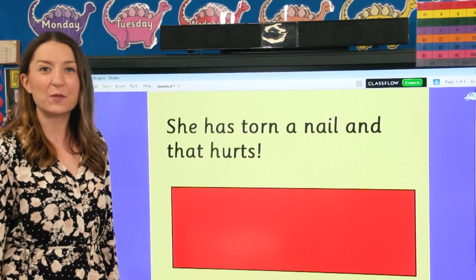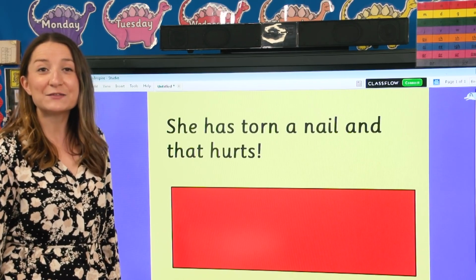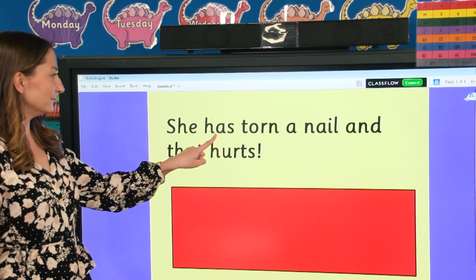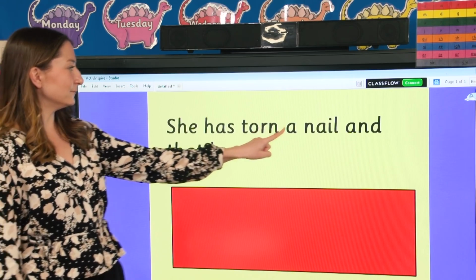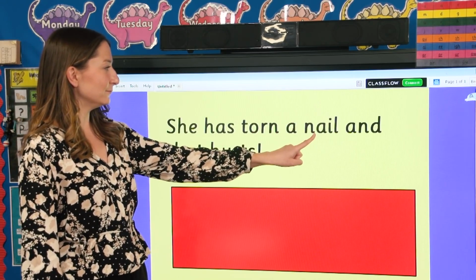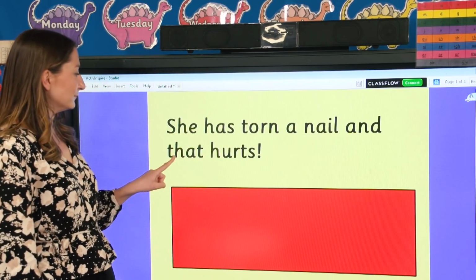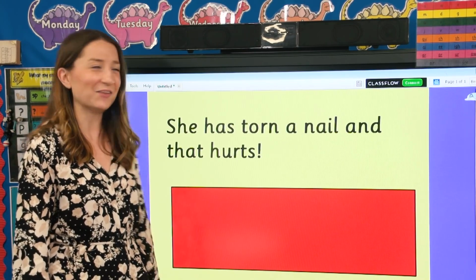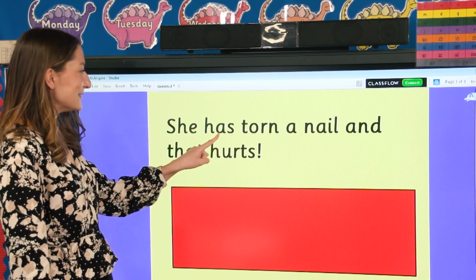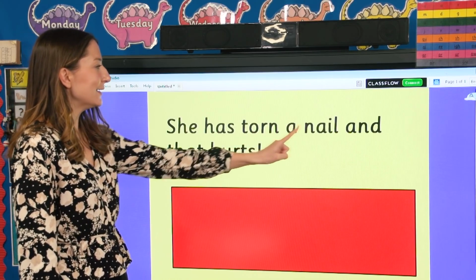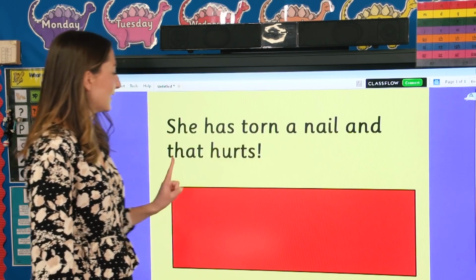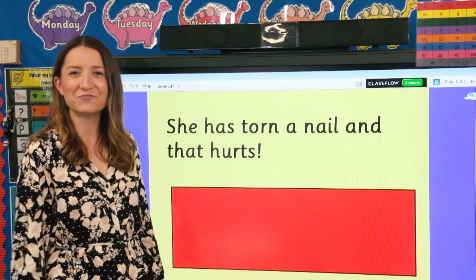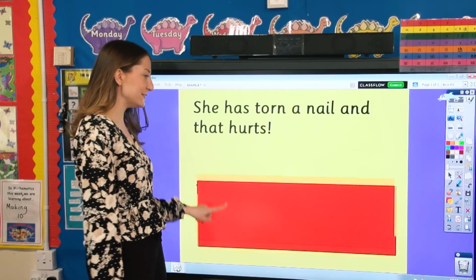Now I want you to read aloud as I point to the words, and don't forget to sound out the words if you're finding it tricky. Well done. Now let's read the sentence together. She has torn a nail and that hurts. Oh, I hope her nail feels better soon. Excellent reading. Let's have a look at another sentence.